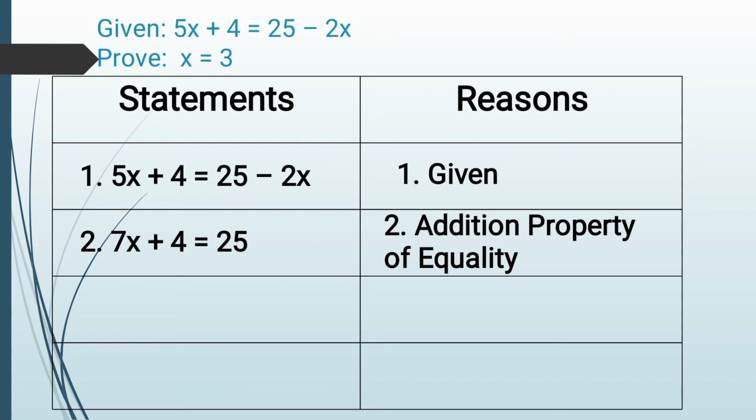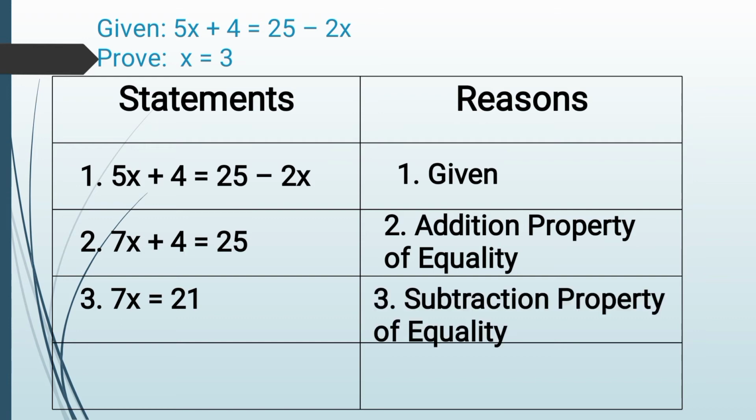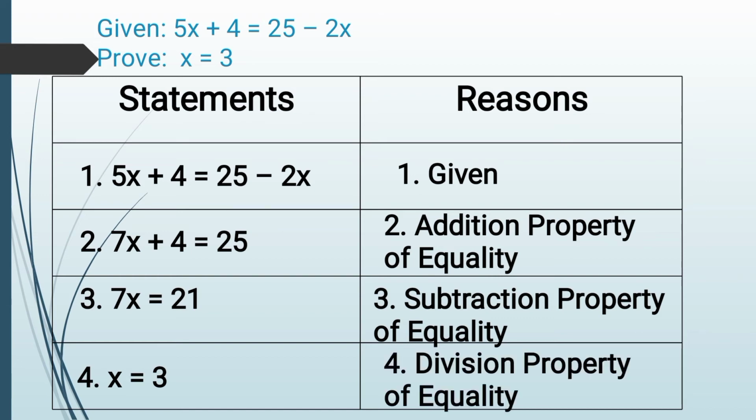For the third statement, it is based on statement number 2. So the third statement will be 7x equals 21. And the reason for the third statement is the subtraction property of equality. And lastly, for the fourth statement, based on the third statement, we will conclude that x is equal to 3, and that is the division property of equality.